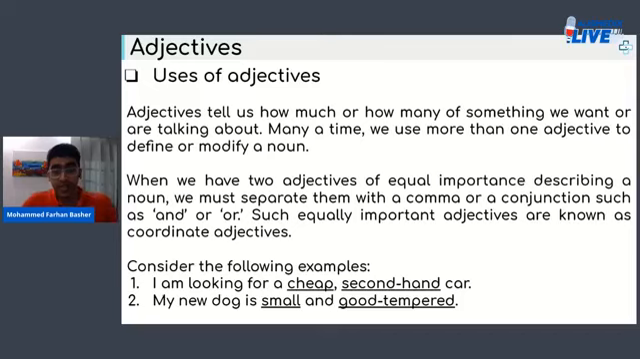So what you have to do is say, or write, my new dog is small and good-tempered. Okay? Or you could say, this is a small and good-tempered dog. Or this is a small, comma, good-tempered dog. All right? Both ways are fine. Okay, I hope your query is answered.